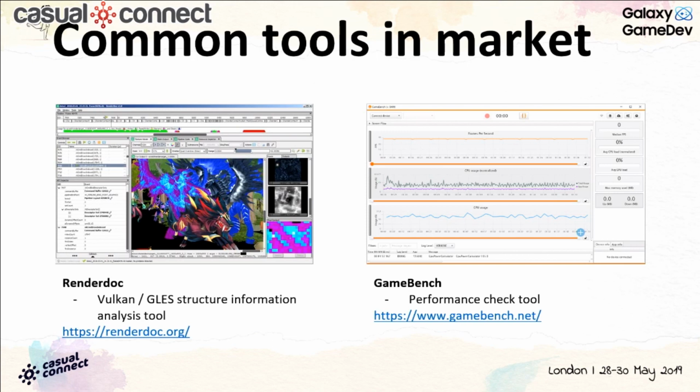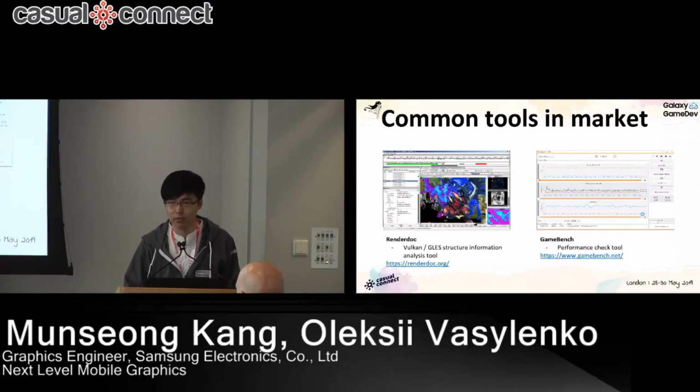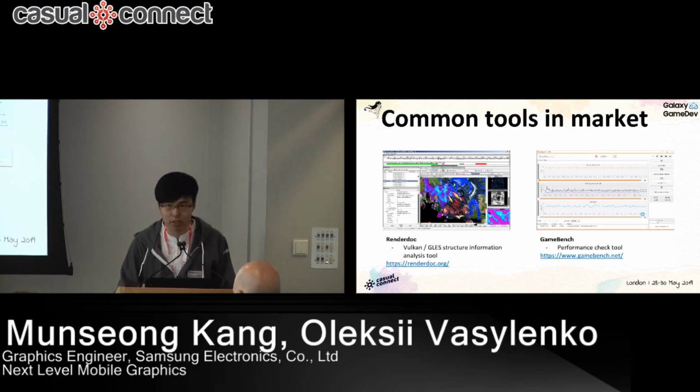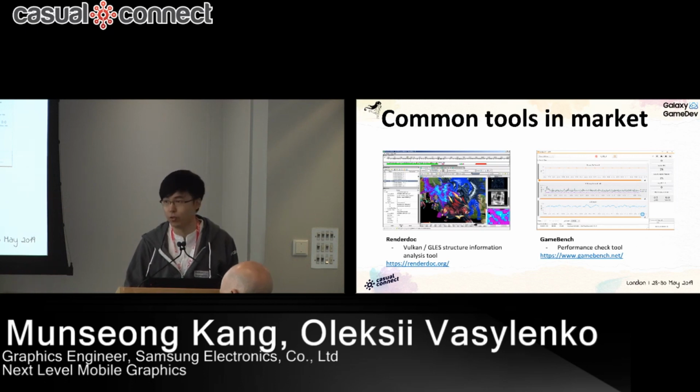Before talking about GPU Watch, I want to show you common tools in the market. The first one is RenderDoc. It is a very powerful tool to analyze the structure of GLES and Vulkan API. We can see the structure of render passes and the load and store operations of render passes, as Oleksii mentioned. And we can check the status of the pipeline. And also we can see and edit the shader code on the fly. The next one is GameBench. It is a very convenient tool to check performance.